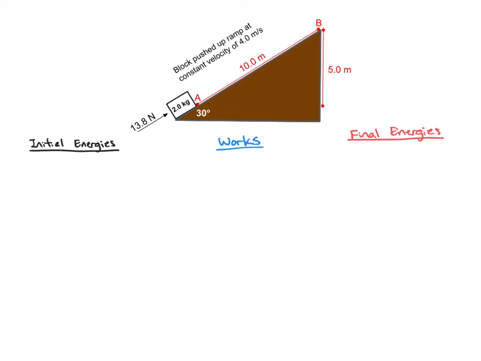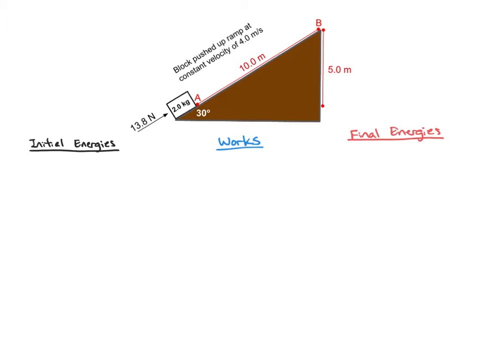So a block is going to get pushed up this ramp. The applied force is given and it's parallel to the ramp where the angle is given. The mass of the block is given. The displacement of 10 meters along the ramp is given, as well as the height of 5 meters. And this works out because it's a 30-degree angle. The height is going to be exactly half of the hypotenuse because sine of 30 equals a half.